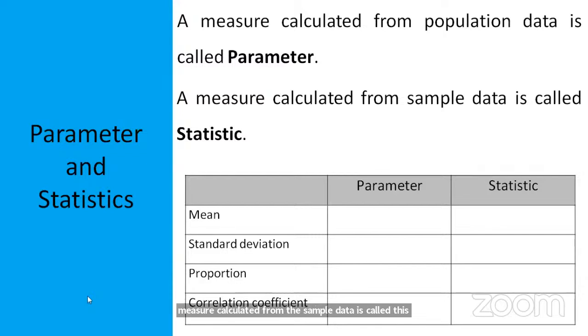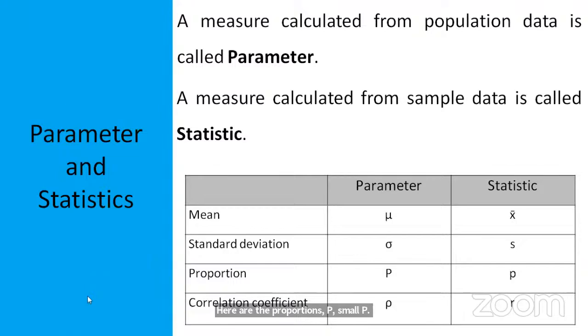So, parameter and statistics. For the parameter, the mean is represented as mu; for the statistic, the mean is represented as x bar. So the symbols differ for the two computations. The standard deviation is represented as sigma for the parameter and S for the statistic. The proportion is P, small p. The correlation coefficient is rho for the parameter and R for the statistic.